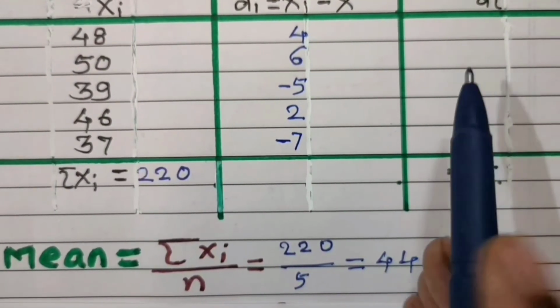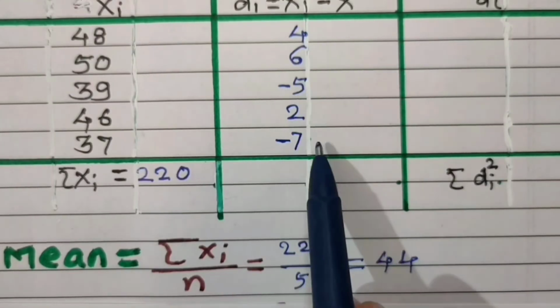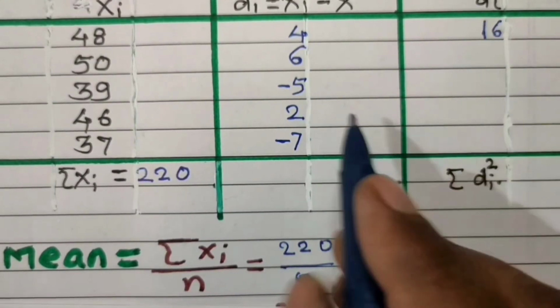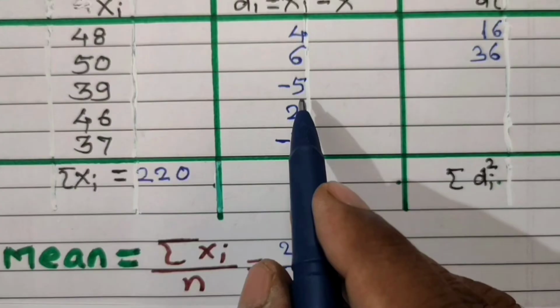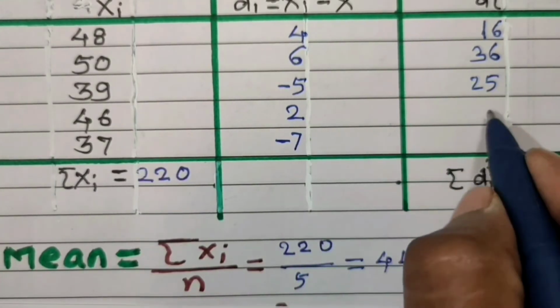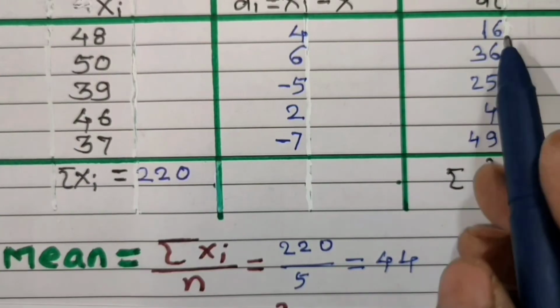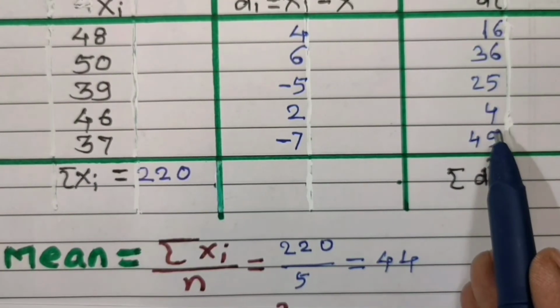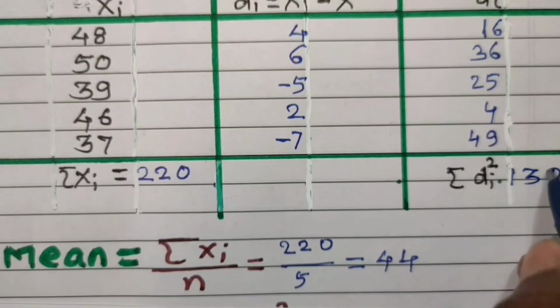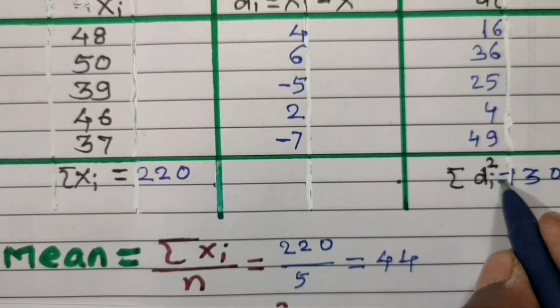Last column, that is square of each element from this column. 4 square is 16. 6 square is 36. Minus 5 square is 25. 2 square is 4. Minus 7 square is 49. And now take sum of all these values from this column, and which is equal to 130. So summation of di square is equal to 130.